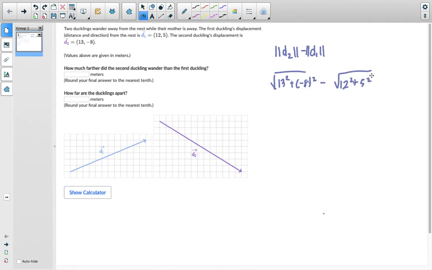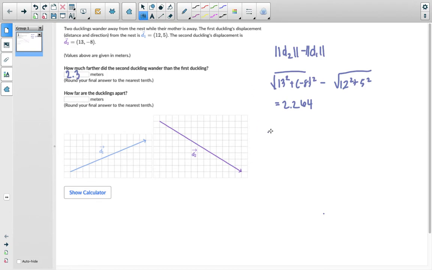So if you do that in your calculator, do the square root of 13 squared, and you don't really need to do negative 8 squared because it comes out positive, and then do that first set of square roots under that parentheses, and then 12 squared plus 5 squared, you get 2.264, and they want it to the nearest tenth, so your answer would be 2.3. Now, this one's asking how far the ducklings are apart.